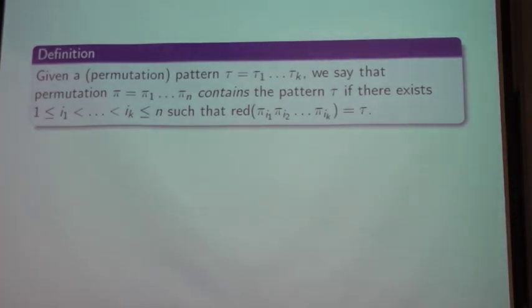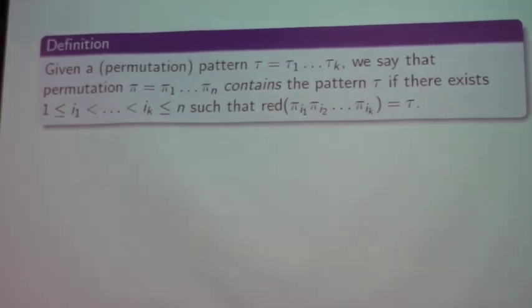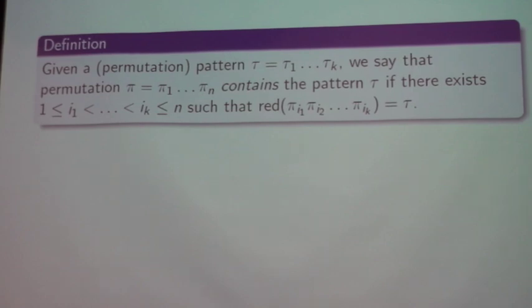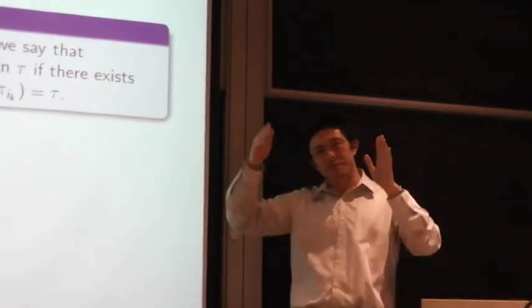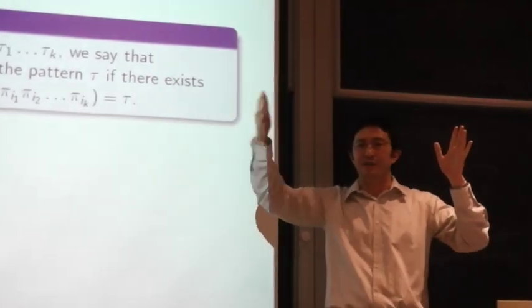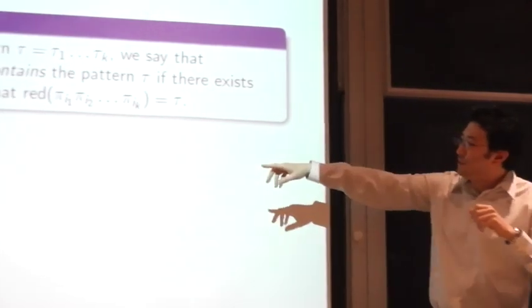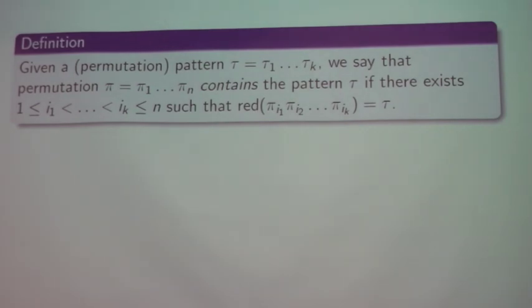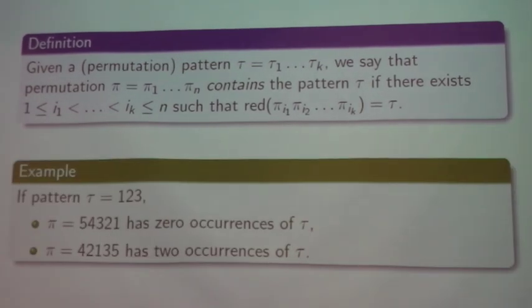Now we'll look at classical pattern occurrences. Given a pattern tau of length k, generally the patterns will be permutations as well. We say that a permutation pi contains tau if you can find some subsequence of k entries in the permutation that reduce down to tau, that are order isomorphic to tau. One thing to note is that the entries in the permutation don't need to be consecutive terms. I need to be able to find k terms that are order isomorphic to the pattern tau.